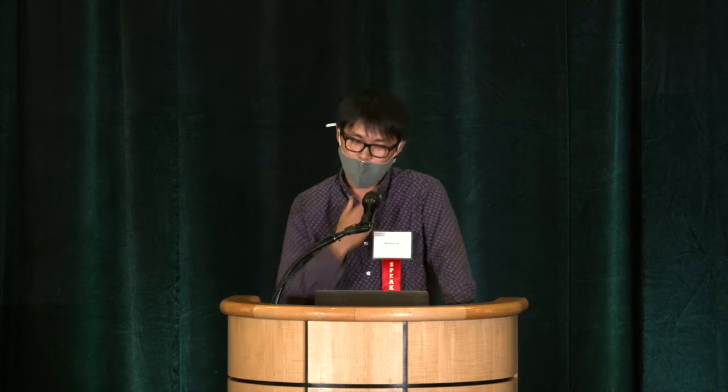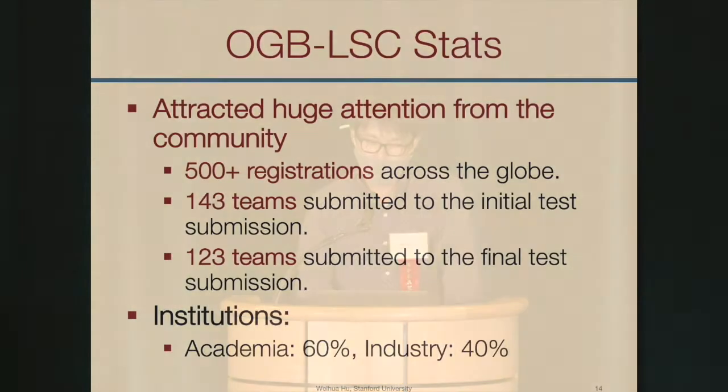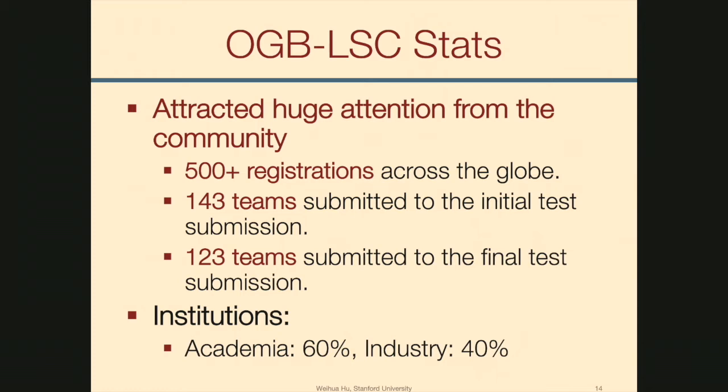So this OGB large-scale challenge has really attracted huge attention from the community. We got over 500 team registrations across the globe. For the initial test submissions, 143 teams submitted, and 123 teams submitted to the final test submission. And in terms of institution, they are really balanced between academia and industry.